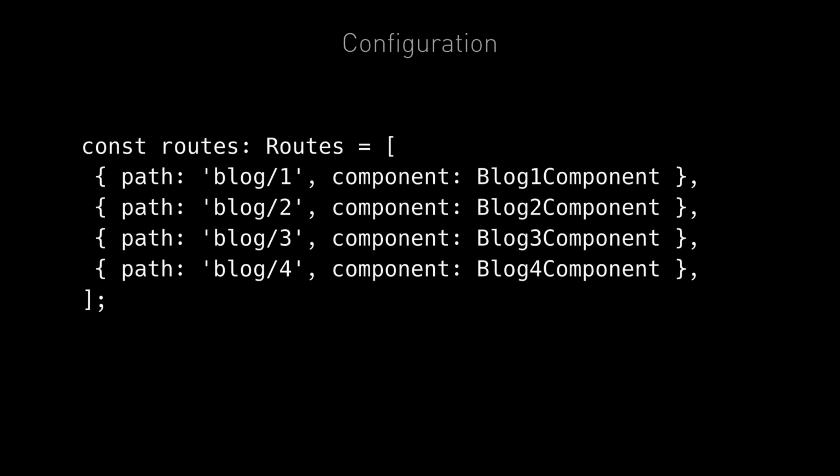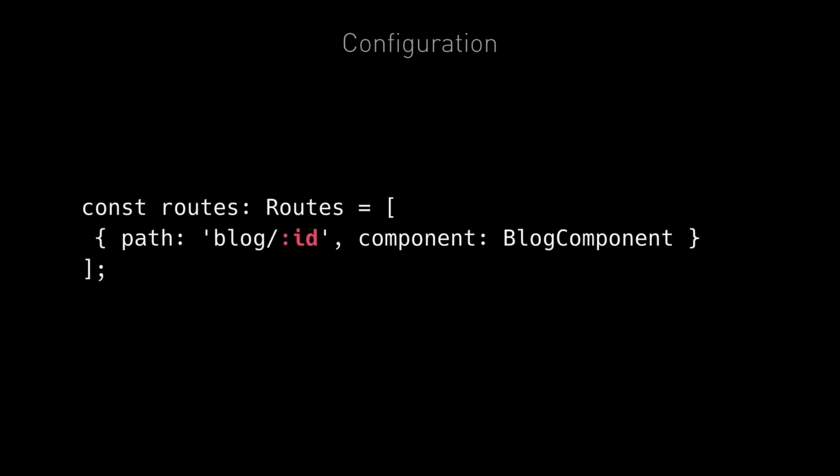Each individual blog article would have its own component: a blog 1 component, blog 2 component, blog 3 component, and blog 4 component. But a better solution is just to have one route with one component called blog component and pass to the blog component the number part of the URL. That's what we call a parameterized route, and it would look something like this. We have one component called blog component, and the path has a variable called ID. We know it's a variable since it begins with a colon.